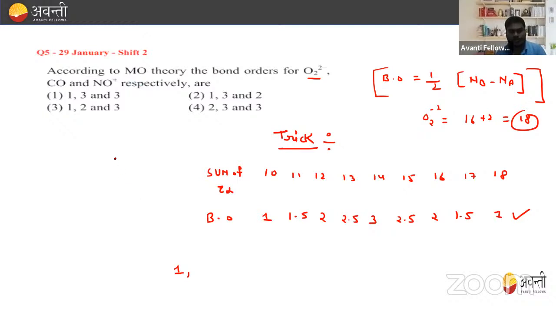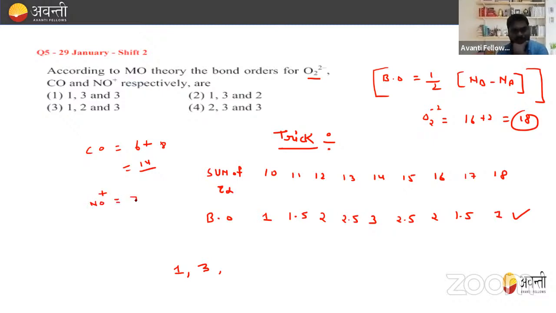Now, CO. CO means carbon plus oxygen. Carbon has how many electrons? That is 6, and oxygen has 8. 8 and 6, 14. So corresponding to 14, what is the bond order? Corresponding to 14, we have a bond order of 3. That is 3.